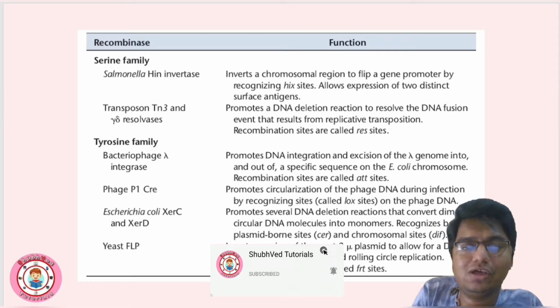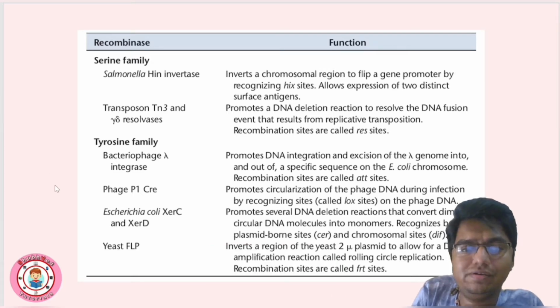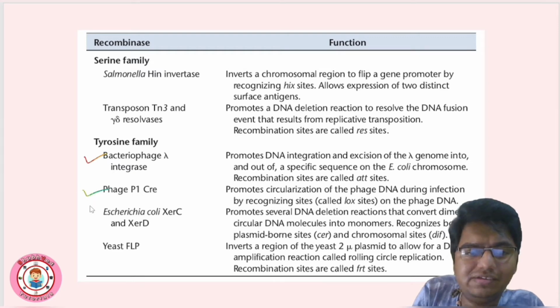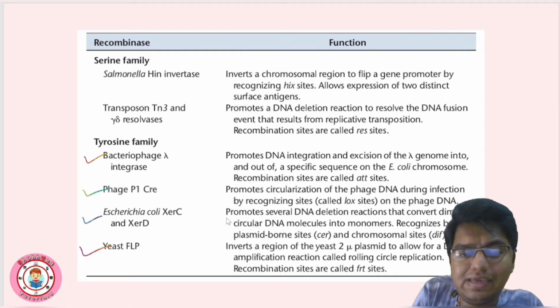In the previous video, we saw two examples of tyrosine recombinase, that is integrase and phage lambda. In this video, we will discuss the other two remaining tyrosine family recombinases, that is yeast FLP and E. coli XerCD. First of all, we will see XerCD.